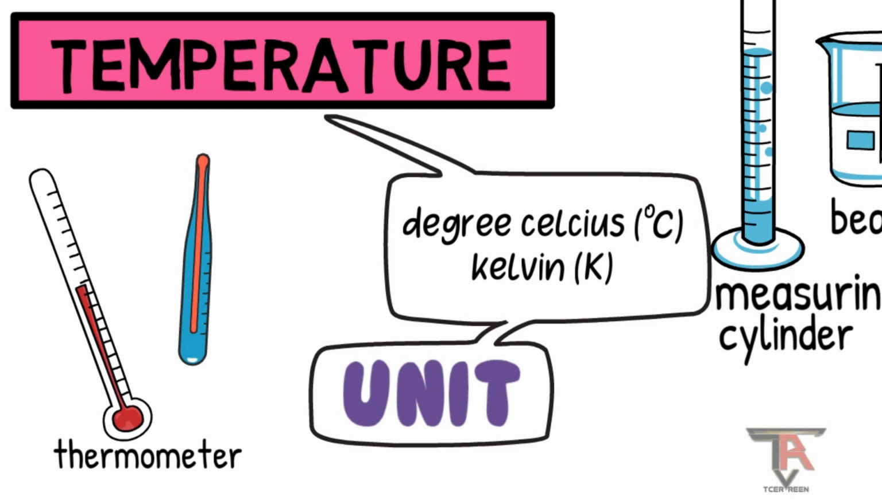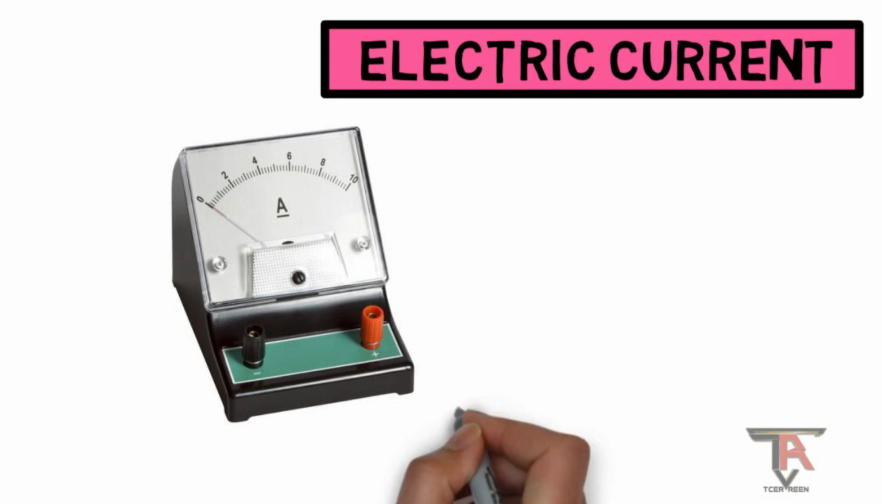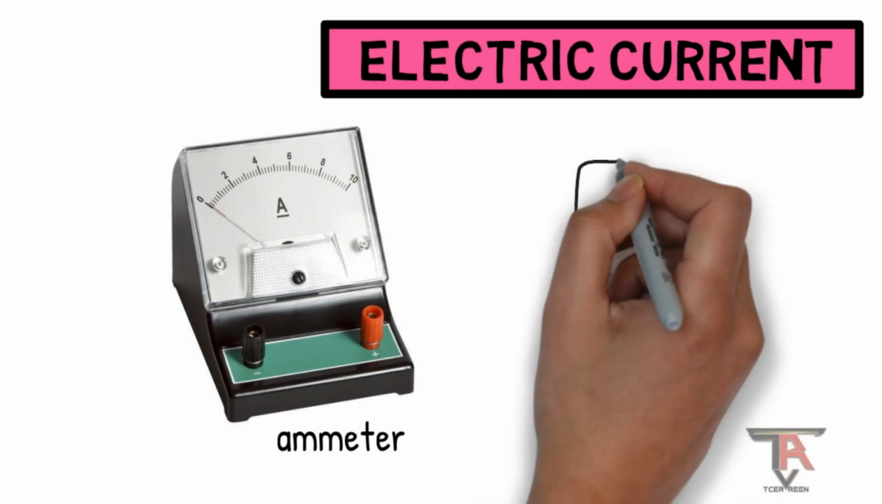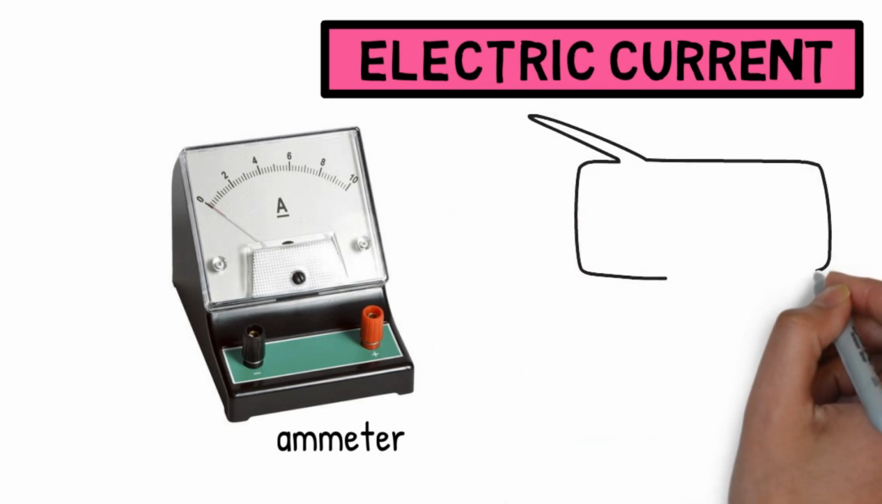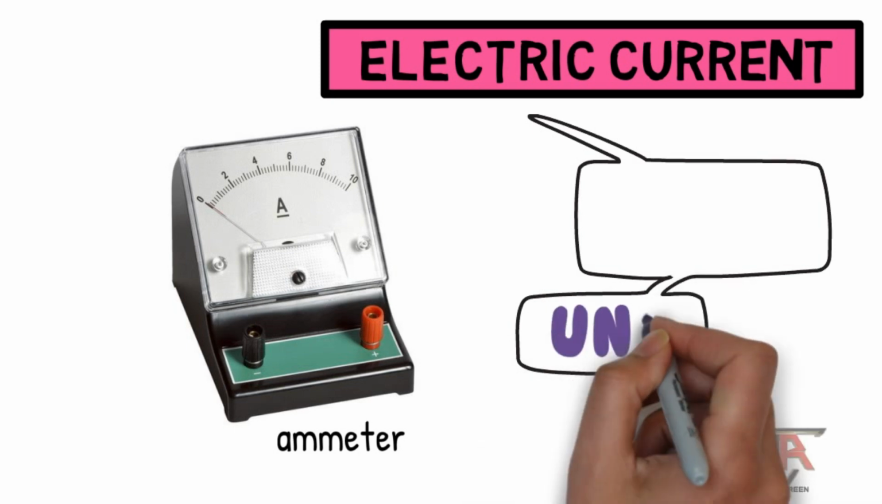Next is electric current. An ammeter is used to measure electric current in a circuit. What is the unit for electric current? The unit for electric current is ampere.